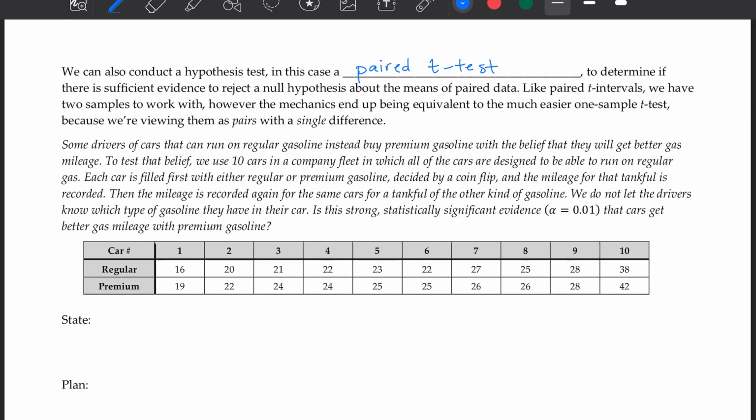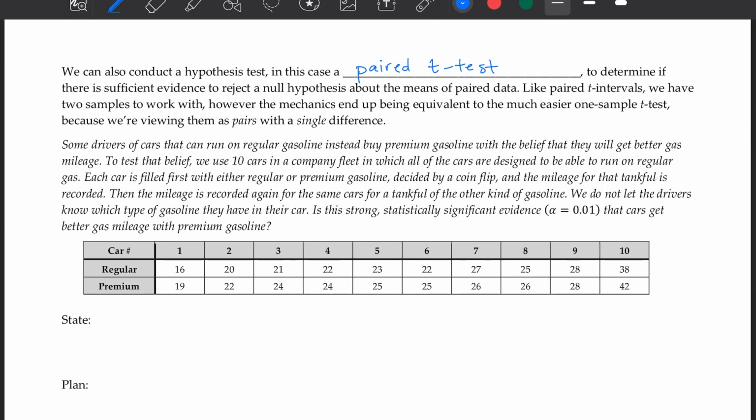Some drivers of cars that run on regular gasoline instead try to buy premium gasoline with the belief that they get better gas mileage. To test that belief, we use 10 cars in a company fleet in which all the cars are designed to be able to run on regular gas. Each car is filled with either regular or premium gasoline, decided by a coin flip, and the mileage for that tank full is recorded. Then the mileage is recorded again for the same cars for a tank full of the other kind of gas. We do not let the drivers know which type of gasoline they have in their car. Is this strong statistically significant evidence at an alpha level of 0.01 that cars get better gas mileage with premium gasoline? So there's the data that's given to you there.